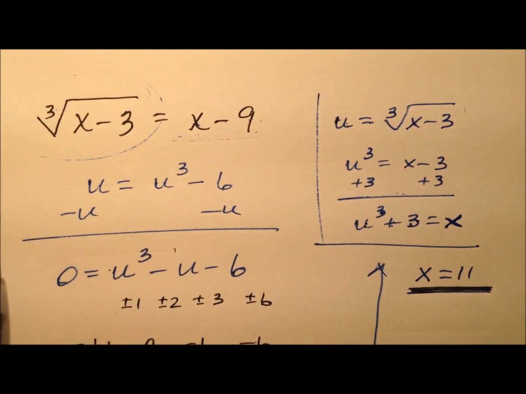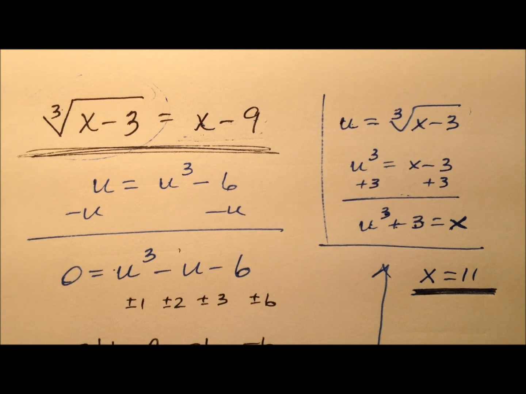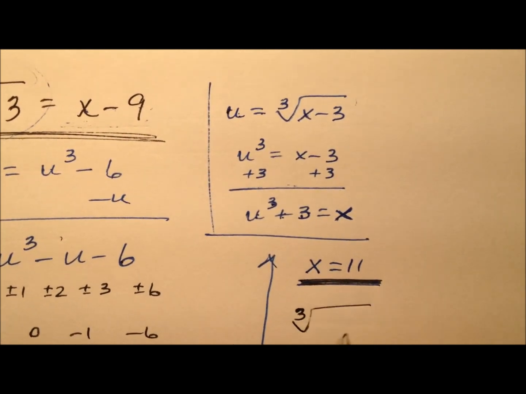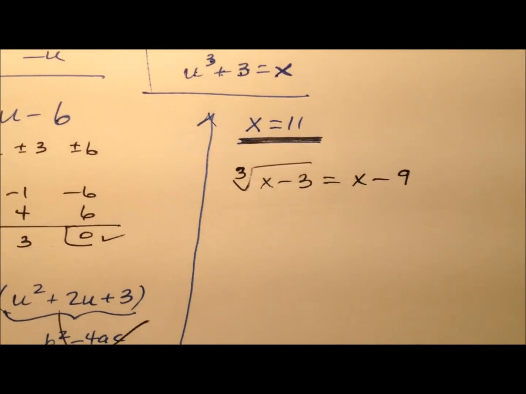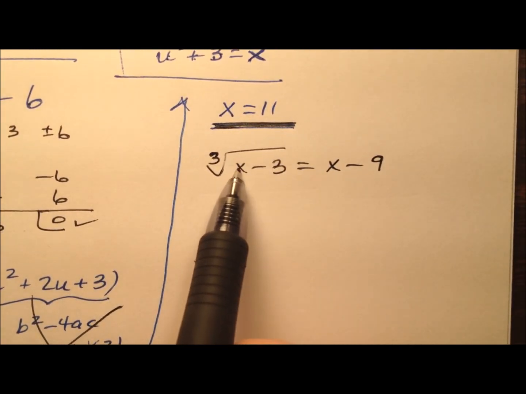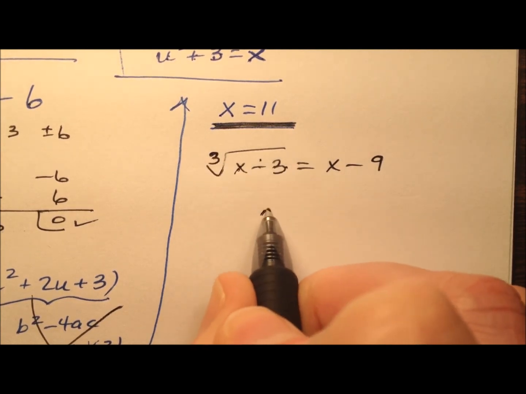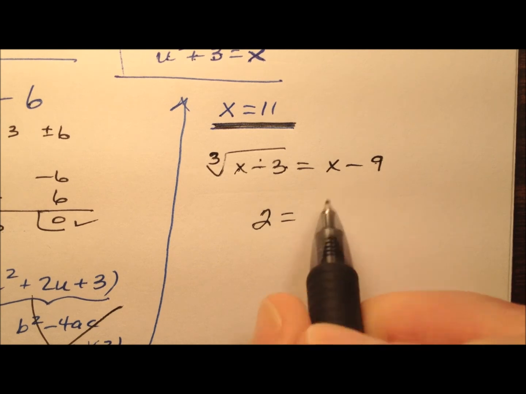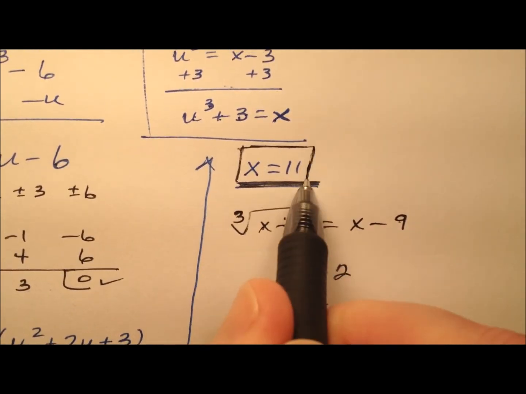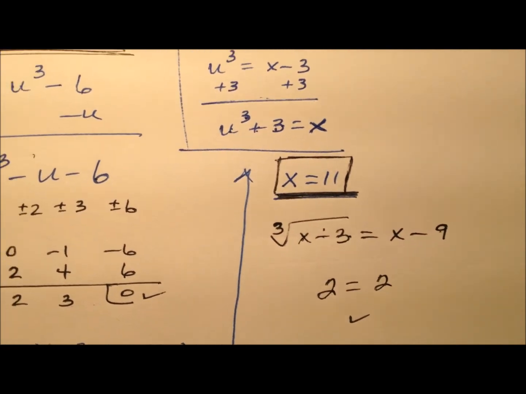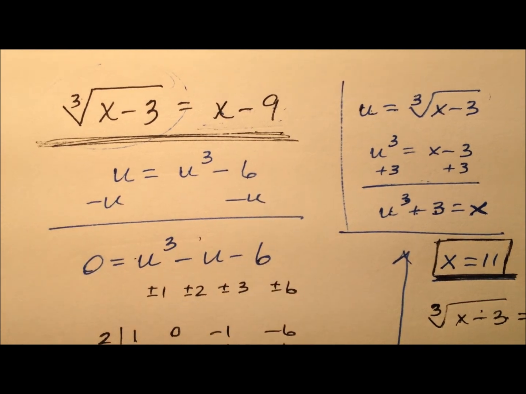But to ensure that it works and it's not going to be extraneous, let's go ahead and plug it back into the original equation. So we have the cube root of x minus 3 equals x minus 9. Plugging in 11 right here, 11 minus 3 is 8, and the cube root of 8 is 2. And 11 minus 9 is 2 also. Yeah, so that works out. So our solution x equals 11 is going to be correct, and it's the only solution we have. And it worked when we plugged it back in.